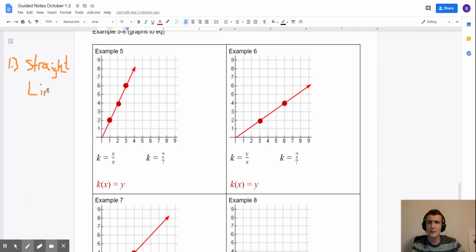The first thing we need is a straight line. Now, the second thing that we need is it needs to go through the origin.